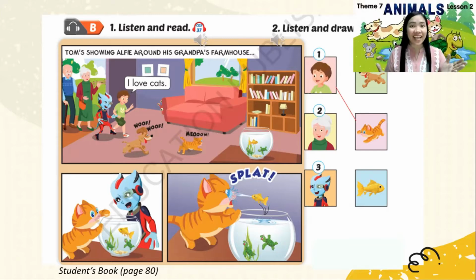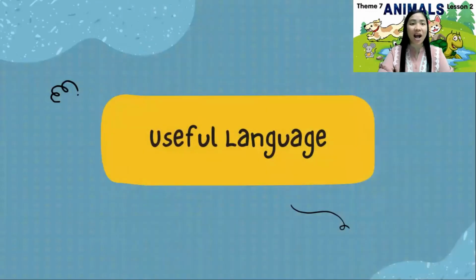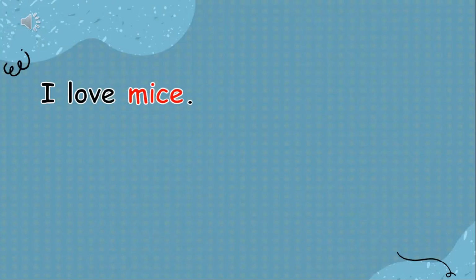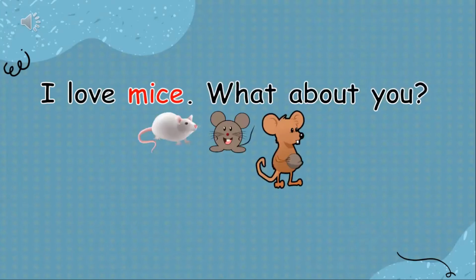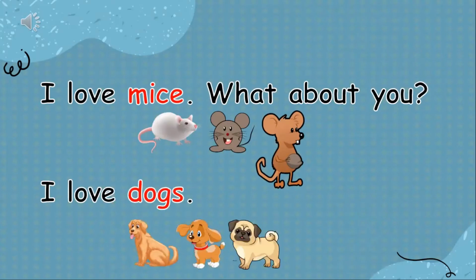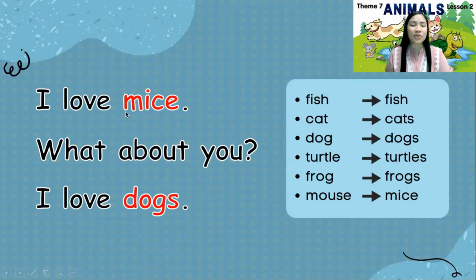Did you get all the correct answers? Great! Let's move on to our useful language. Listen carefully. Listen, then practice. I love mice. What about you? I love dogs. In this part, you can see that the mice is the plural of mouse, right? And the dogs is the plural of dog.